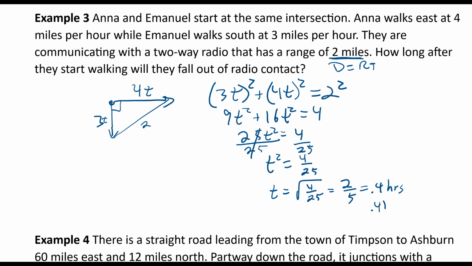So 0.4 hours times 60 minutes per hour. I'm probably doing more than I need to. Hours cancel, I'm doing some dimensional analysis. So in 24 minutes, they will be out of contact. I don't think it asks for minutes or hours. I think 0.4 hours would have been fine, but that's 24 minutes.